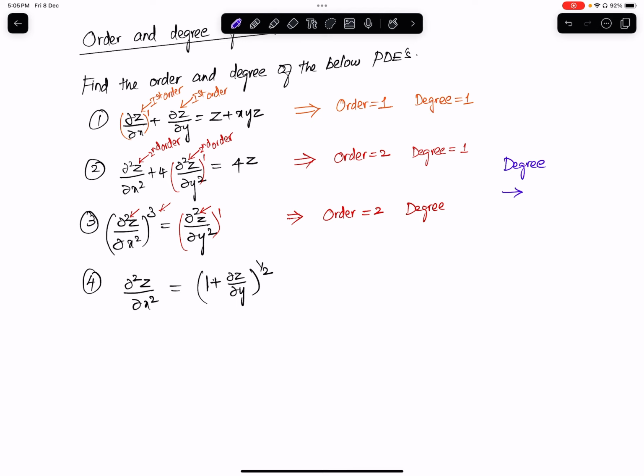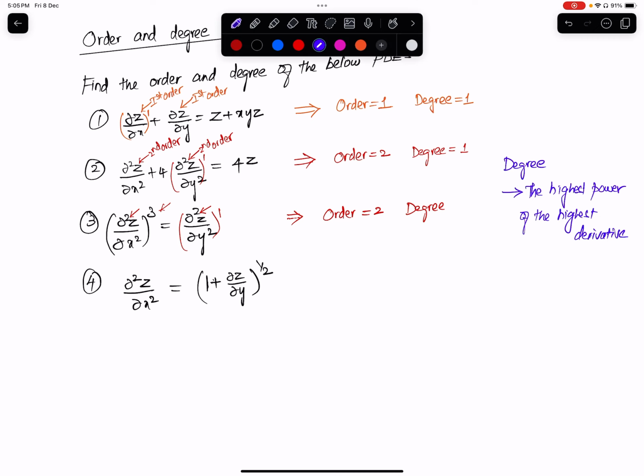The highest power of the highest derivative. So what is the degree here? The degree is equal to 3. Degree is equal to 3.